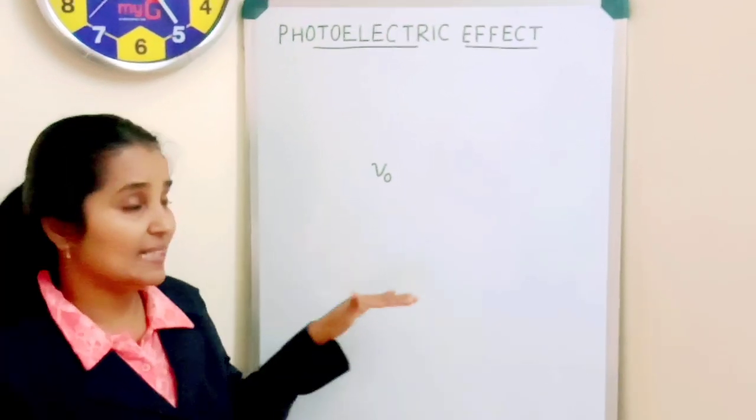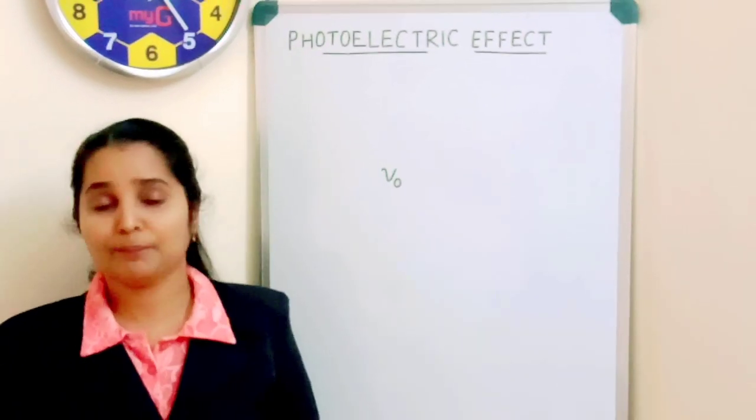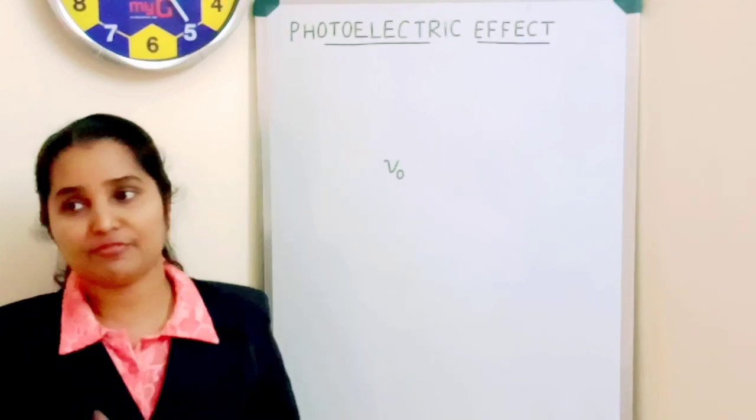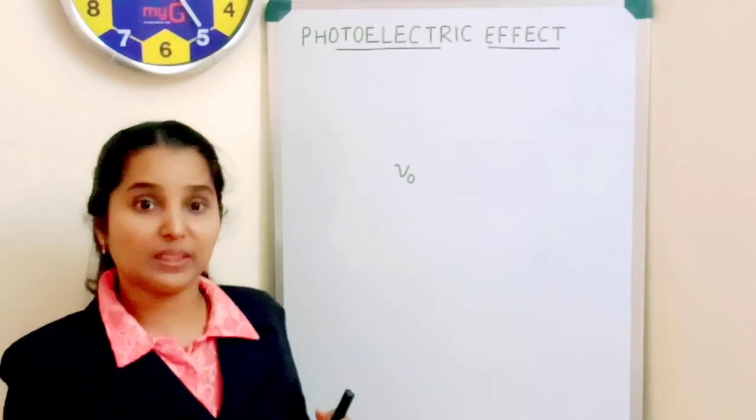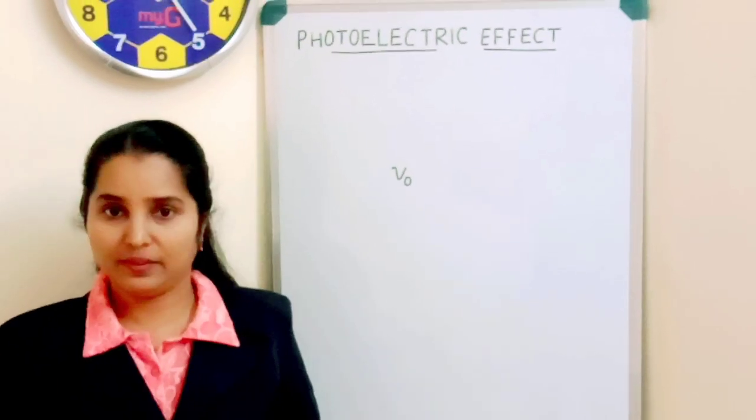So these are the three basic observations we could get from this photoelectric effect. And as you know, this photoelectric effect explains in a way the particle nature of electromagnetic radiation, or the particle nature of light.